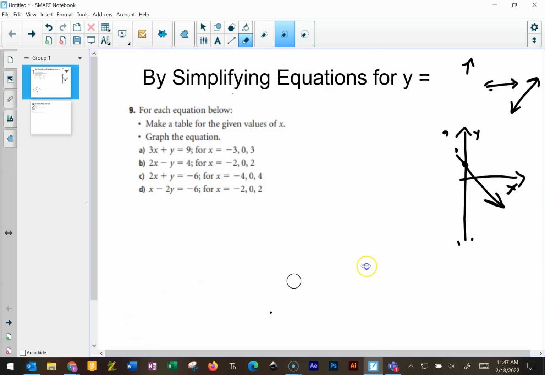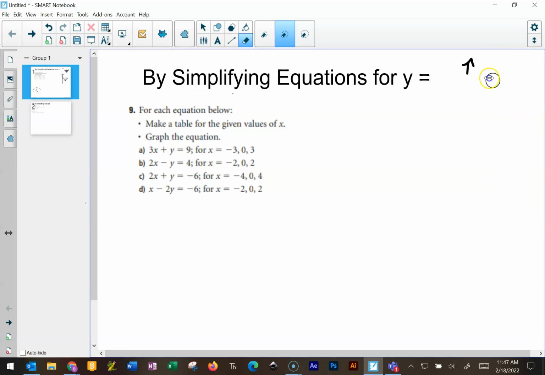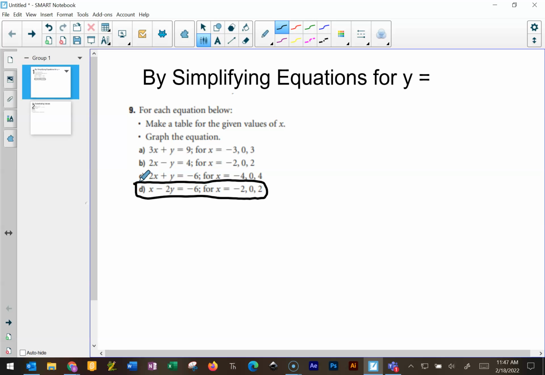I'll just erase this stuff and maybe do one more from this list a little bit quicker, one that requires a little bit more work on the solving side, but it doesn't really require any more work on the table or the graphing. So let's take one that's got a coefficient in front of the variable, and you'll remember those terms, coefficients and exponents and whatnot, from Unit 2. So we're starting out with x minus 2y equals negative 6.